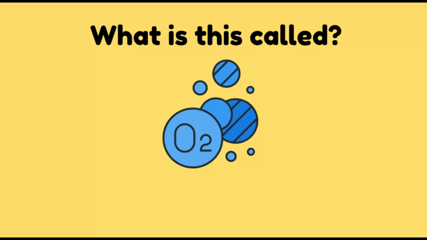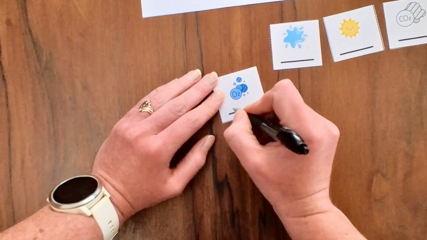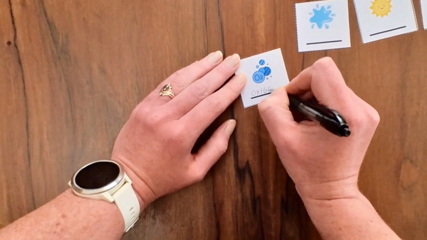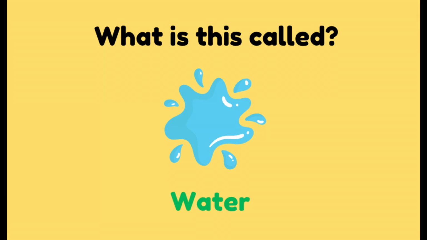What is this element called? That's right, oxygen. So you can write oxygen as the label. What is this called? That's right, we have water.